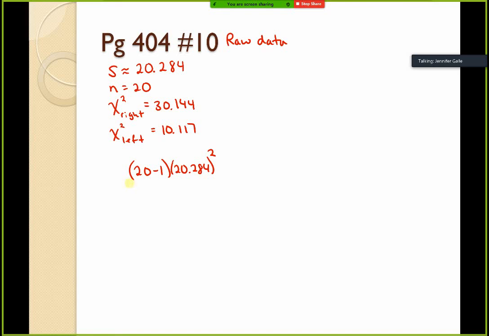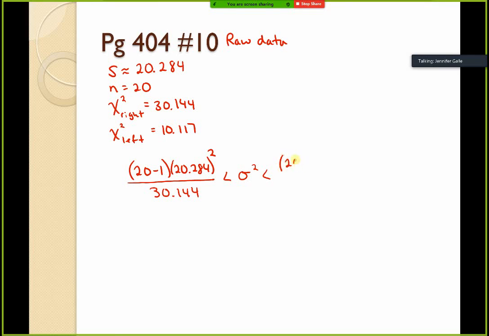Substitute it in. Now, one of the big areas of mistakes that I see on the test when it comes to this particular interval is we're putting chi-square left and right on the wrong side. Chi-square right actually goes on the left side of the interval. Anybody know why? Why would we put chi-square right over on the left?